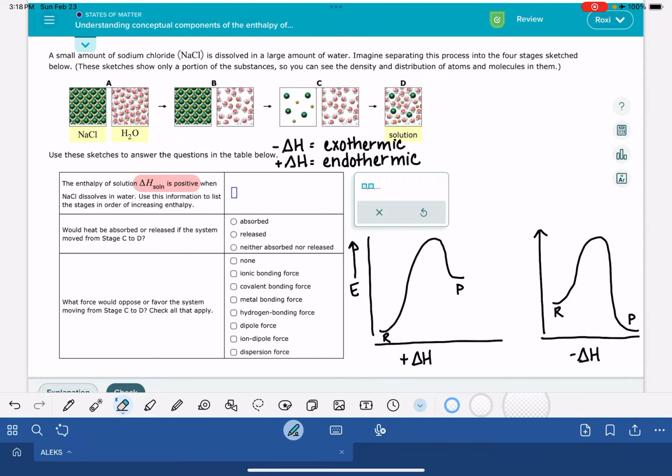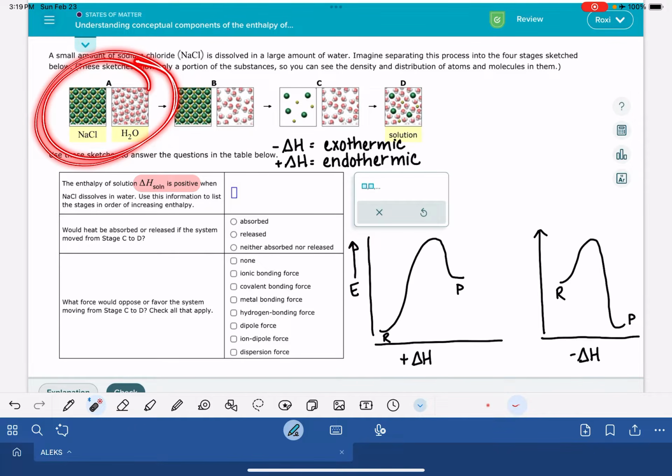So this solution making process, even though it's not a chemical reaction, can also be described by the same type of energy diagram. I'm going to make this one more dramatic. And we can think about the enthalpy of the solution making process the same way that we would think about the enthalpy of a reaction, where this starting point, pure solute, pure solvent, is our reactants. So on our enthalpy diagram, our reactants, stage A, would be right about here.